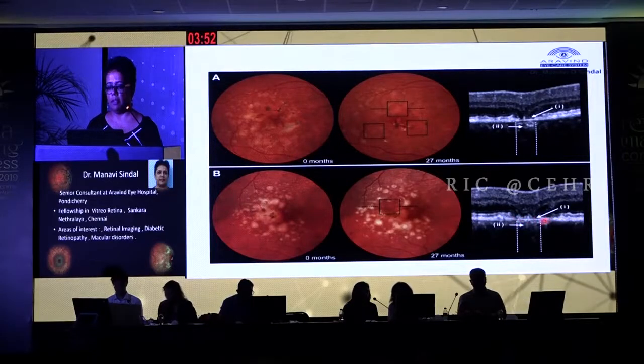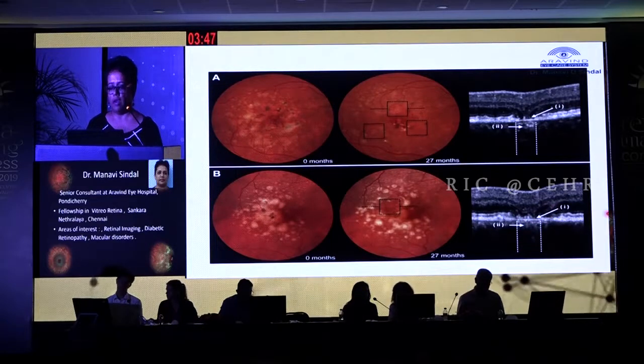Whereas in this eye you cannot see it clinically, but here again you have the loss of the external limiting membrane and the outer layers and an increased transmission. So this is probably a Drusen related atrophy.